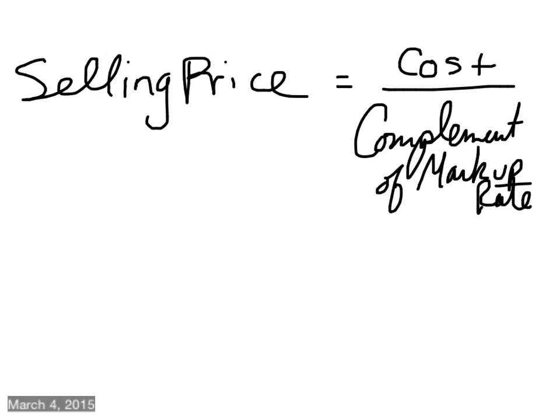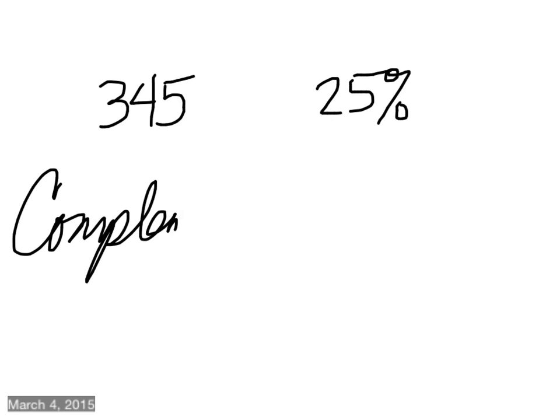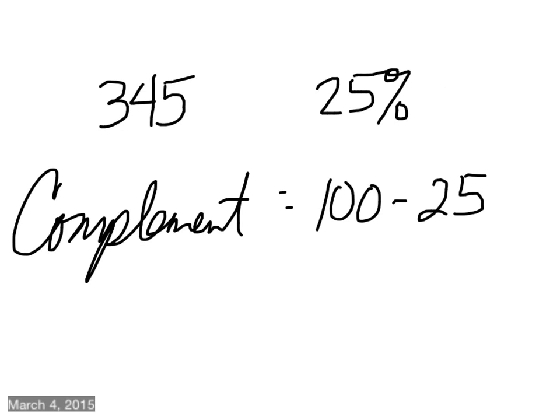So if you look at number 1, it says the cost is $345, and it says the markup is 25% of the selling price. The first step is to find the complement. In order to find the complement, if I do what Tristan told me to do, I'm going to take 100 minus the percent that they gave us. 100 minus 25 is how big? 75. So that is the complement. That is the bottom of the formula. Then we're going to take the cost, the 345, and divide it by that complement.